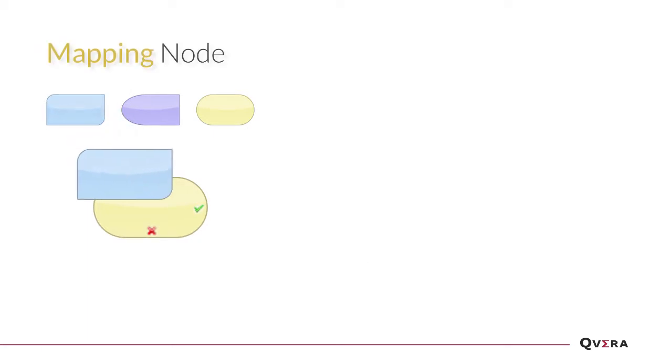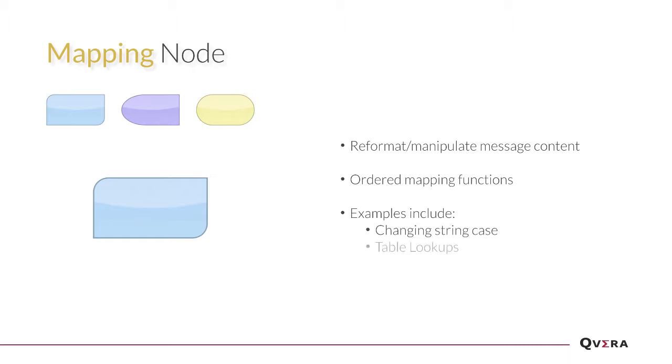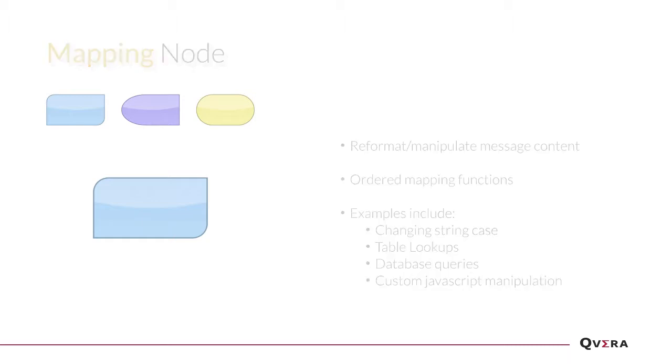A mapping node is used to reformat or manipulate message data as messages are processed through the channel. A mapping node contains an ordered list of mapping functions applied to the message. Mapping functions range in complexity from simple data manipulations, such as changing a string to upper or lowercase, to more sophisticated functions involving table lookups, database queries, or custom JavaScript manipulations.